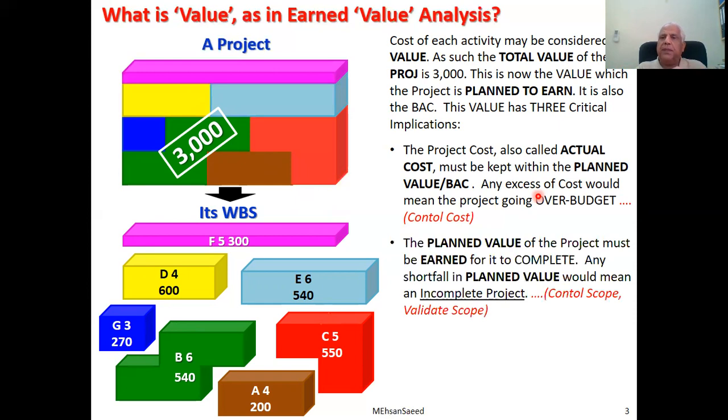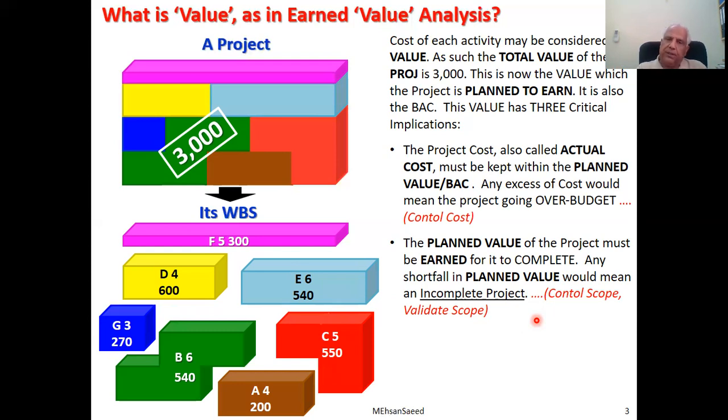If we consider 3,000 to be the value of the project, then this value must be achieved. If this value is not achieved, then the project is incomplete. For instance, if activity D was not done in this project, then the value accrued in this project would be 2,400, and we would consider the project to be incomplete. So if 3,000 is the value of the project, this value must be earned. This value must be achieved. And this we ensure through two processes, control scope and validate scope, which had come under discussion about 3 weeks back.